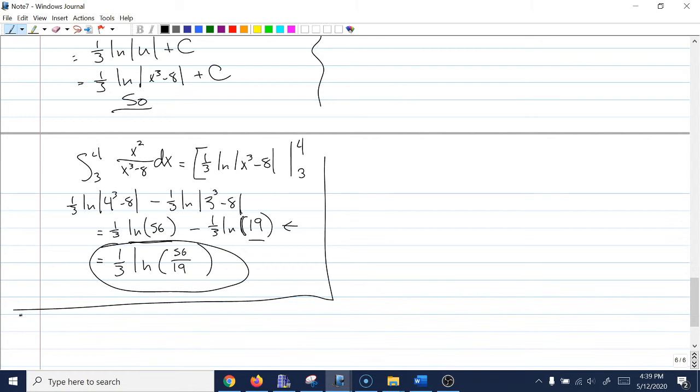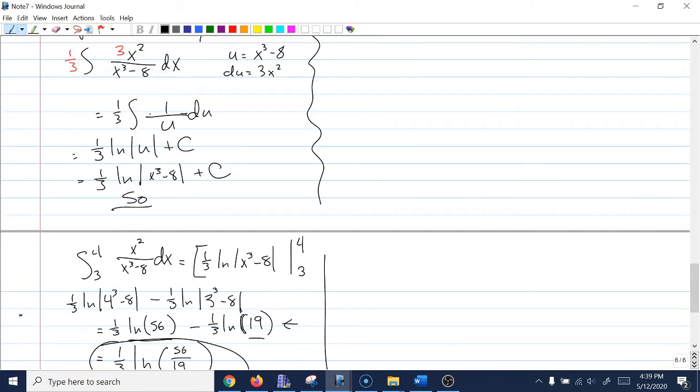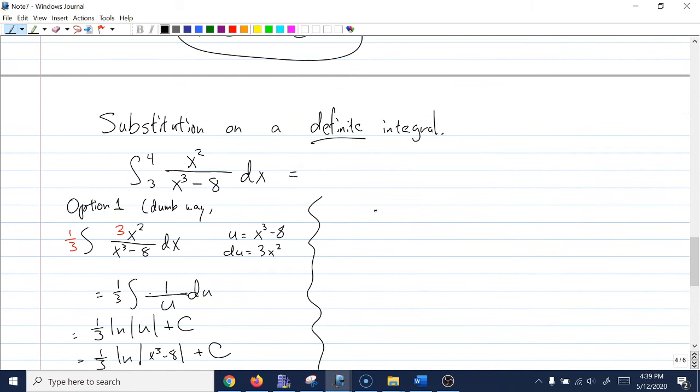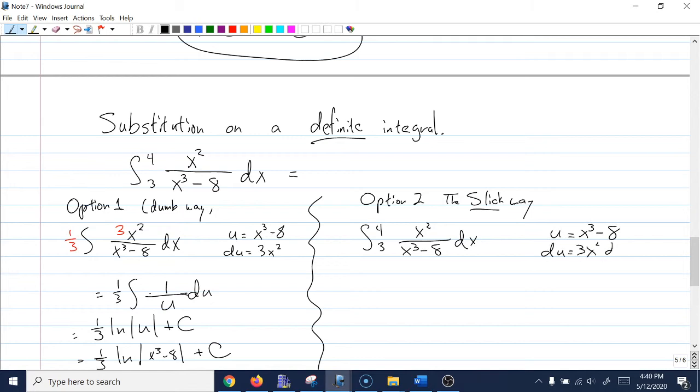That's the dumb way of doing it, where you do the entire integral and then afterwards you plug in the numbers. You might like option 2, the slick way, where you don't need to do the translating back. I'm integrating from 3 to 4 x squared over x cubed minus 8 dx. I'm going to do the same substitution, u equals x cubed minus 8. du is 3x squared dx. I see the x squared, I see the dx. I wish I had a 3, so I put in a 3 and pop out a 1/3 to cancel it. 3 is a constant, so I'm allowed to do that.